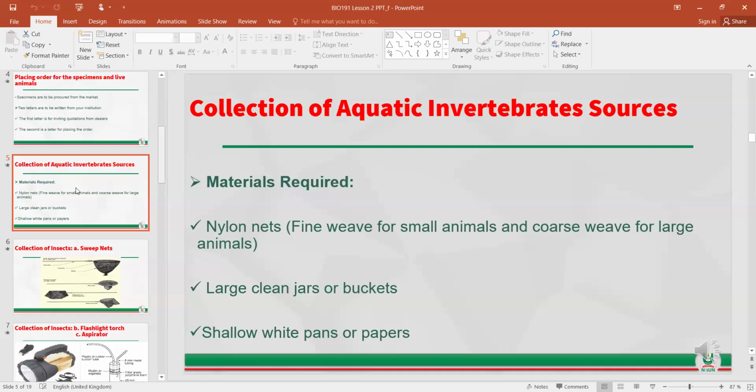For the collection of aquatic invertebrates, the materials required are nylon nets, with fine weave for small animals and coarse weave for large animals. That is, we have different sizes of nets, fine for small animals and coarse for large animals. Then we have large clean jars or buckets. Then shallow white pans or papers.